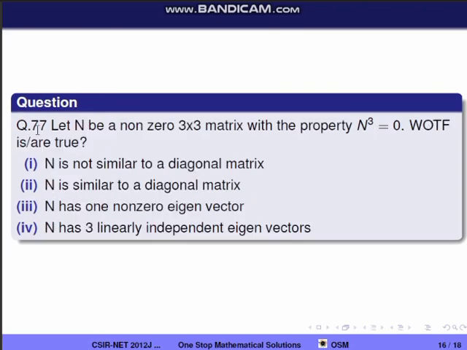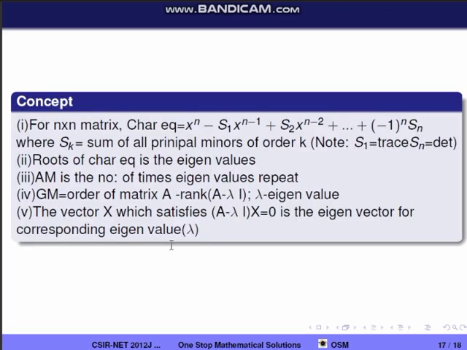Next question, question 77. Let N be a non-zero 3 cross 3 matrix with the property N power 3 is equal to 0. Which of the following is or are true? So we are given a non-zero 3 by 3 matrix which satisfies this property. Then we have to check which of the following can be true. So let us look into the concept.